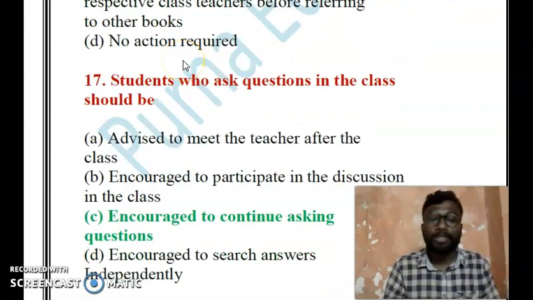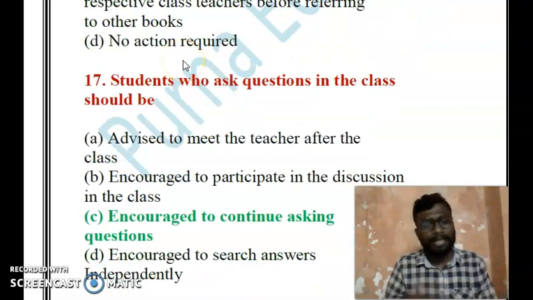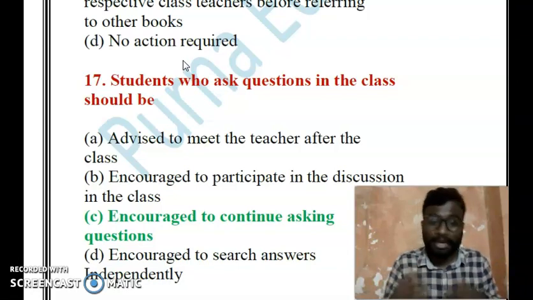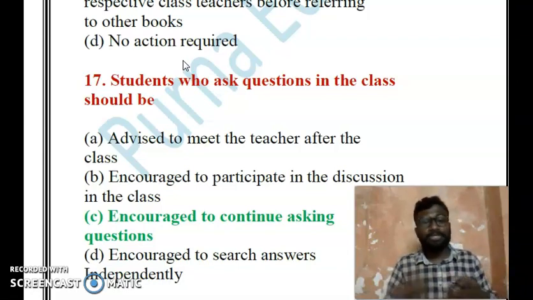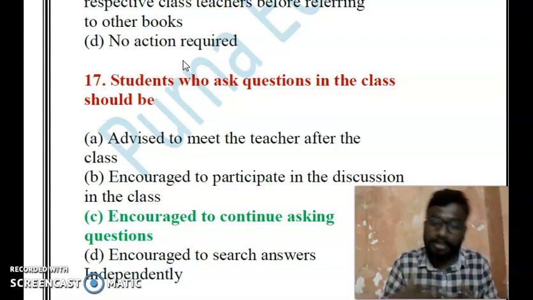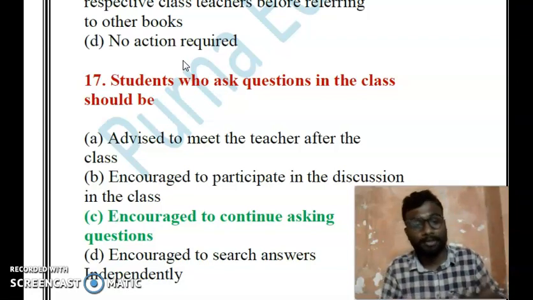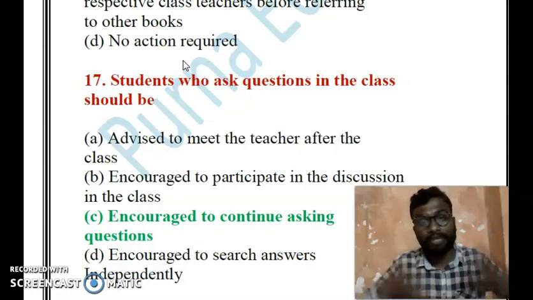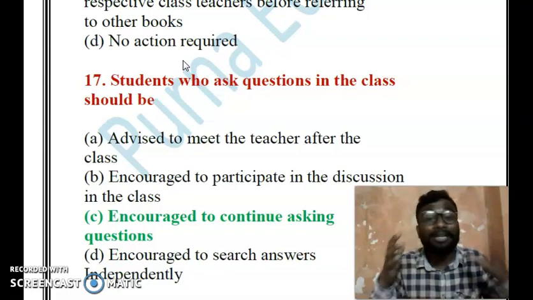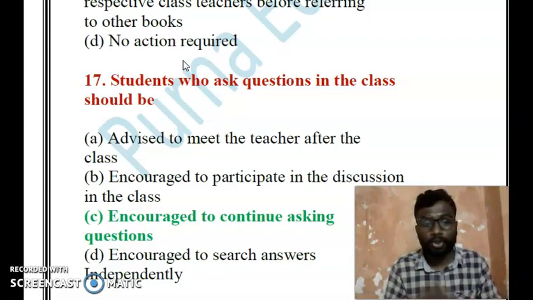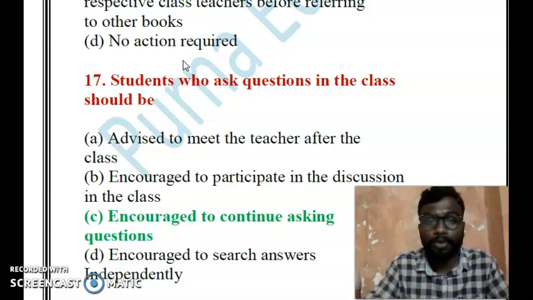Yes. Students who ask questions in the class should be encouraged to continue asking questions. We should not advise them to meet after the class. No. Encourage them to participate in the discussion in the class. Yes. Encourage them to continue asking questions. Encourage them to search for answers independently. If we encourage them to continue asking questions, then automatically the student will be in a position to get involved frequently in the discussion. So through the discussion, a great amount of learning happens, right? So what does it mean? Students who ask questions in the class should be encouraged to continue asking questions, right? Yeah.